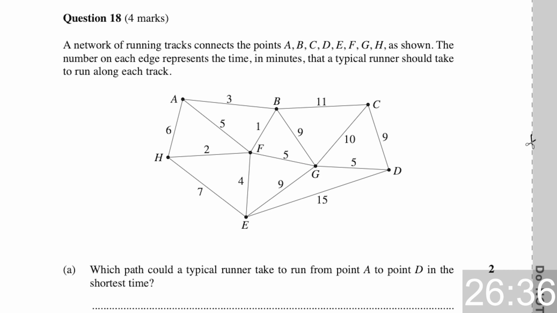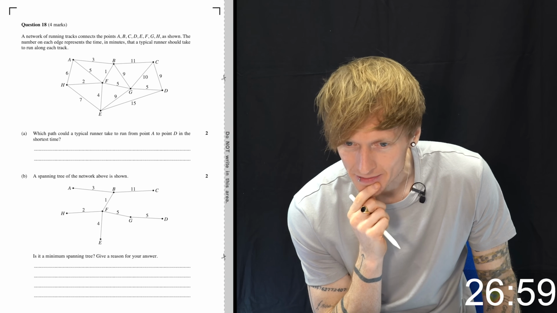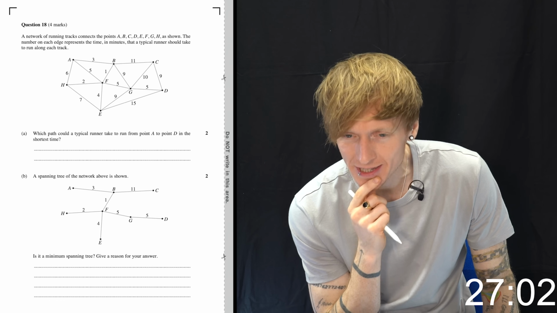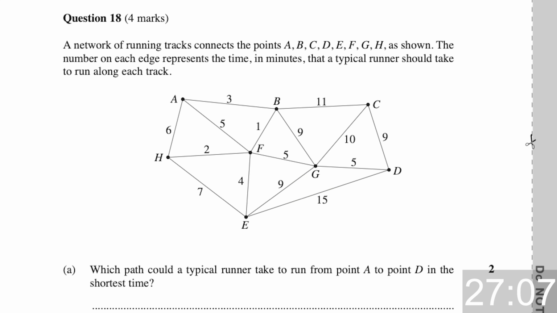Number 18. A network of running tracks connects these points. Oh, complicated old network. The number on each edge represents the time a typical runner should take. What path could a typical runner take to run from point A to point D in the shortest time? Right. Oh, man. So I can see a possible route, but I wonder if there's a shorter one. So we need to go from A to D. So I've got 3 choices where to leave A. So 3 would be the shortest.